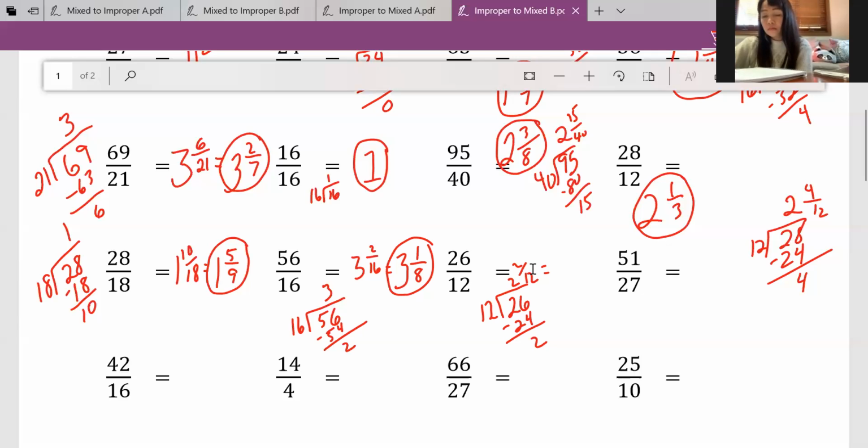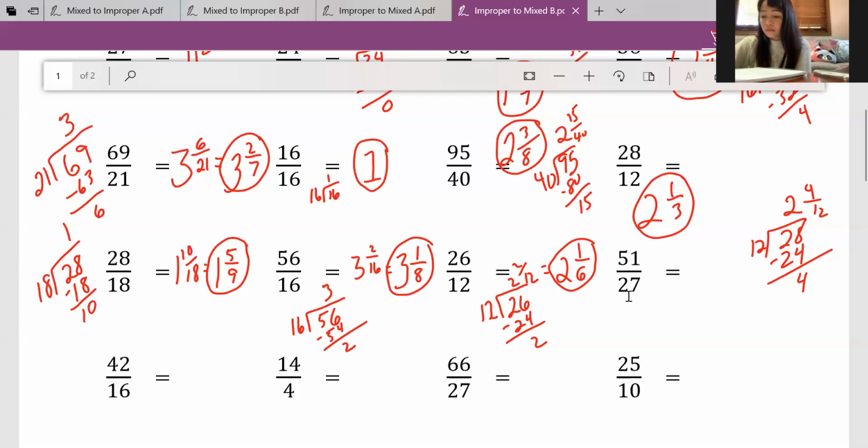But I know that I can reduce 2 over 12 if I divide both of those by 2. So 2 divided by 2 is 1. 12 divided by 2 would be 6. 2 and 1/6 is the mixed number of 26 over 12.